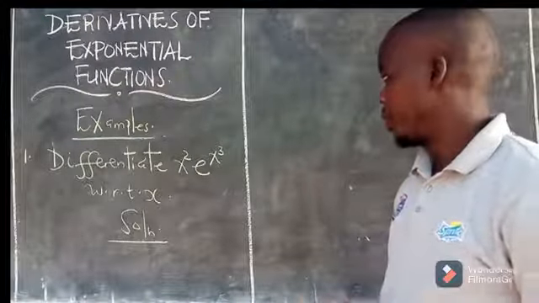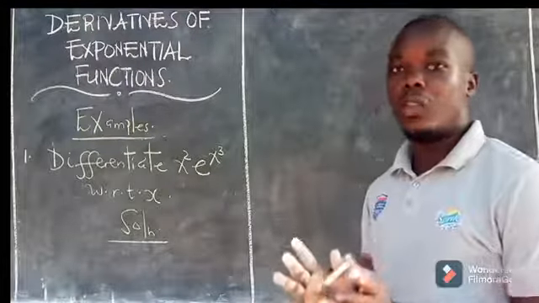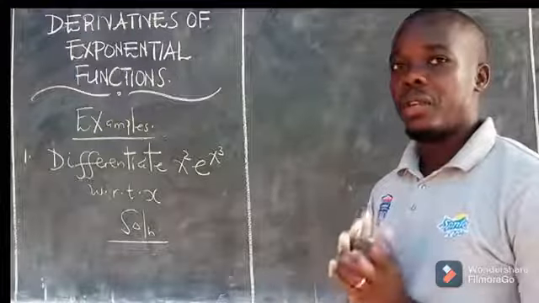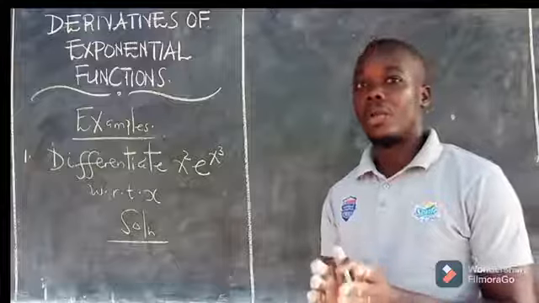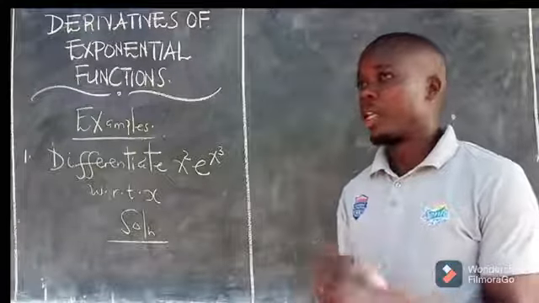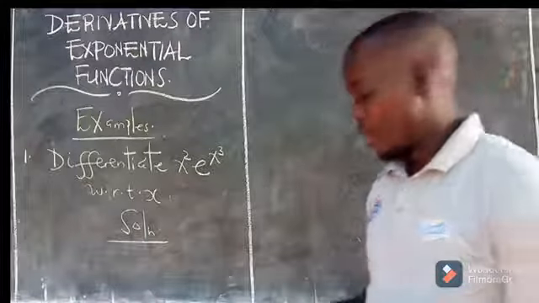Now, what do we need to know about this? First of all, when you look at this function, it is actually a product of two functions. And because it is a product of two functions, automatically we are going to apply the product rule. Remember, we have talked about the product rule quite often. So in this case, we shall apply it directly.